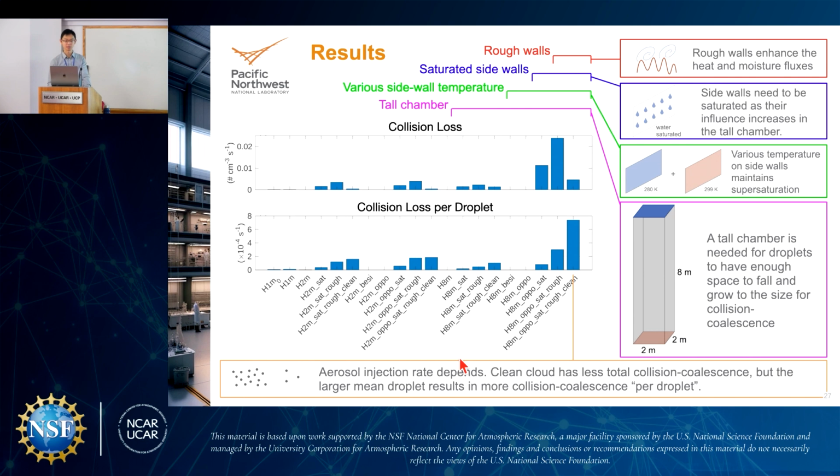It depends on how we want to detect collision coalescence. Because the clean cloud has less total collision coalescence, but a larger mean droplet results in more collision coalescence per droplet. So if we want to detect collision coalescence in a local way, like putting a local camera to capture them, then we may want to have more total collision coalescence. But if we want to observe it in a Lagrangian way, like making the droplets fluorescent and checking them, then we may want to have more collision coalescence per droplet. Then the cloud needs to be cleaner.